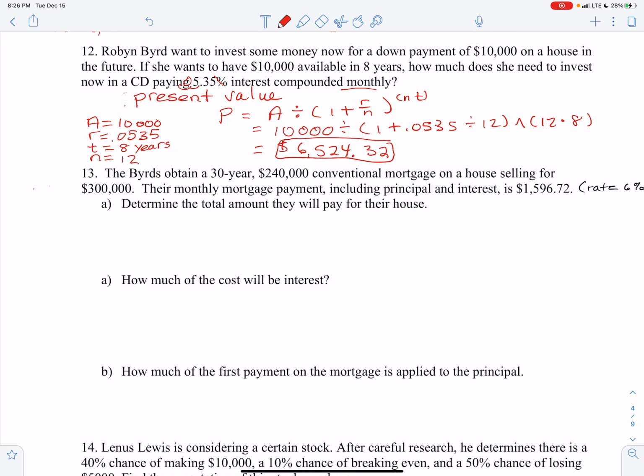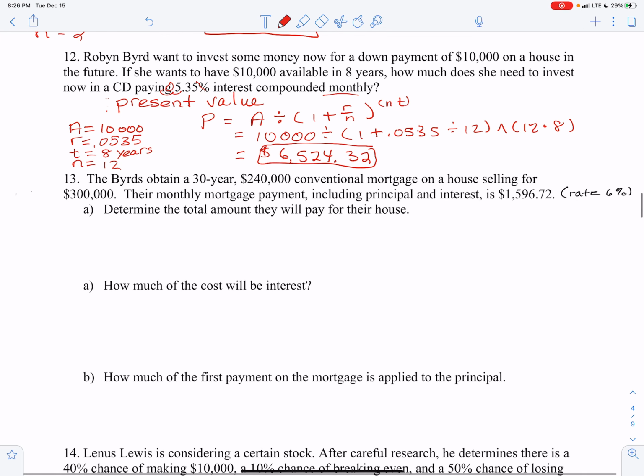For 13. The Birds obtain a 30-year, $240,000 conventional mortgage on a house selling for $300,000. Their monthly mortgage payment, including the principal and interest, is $1,596.72. Note that the rate is 6%. We want to find the total amount they'll pay for their house.